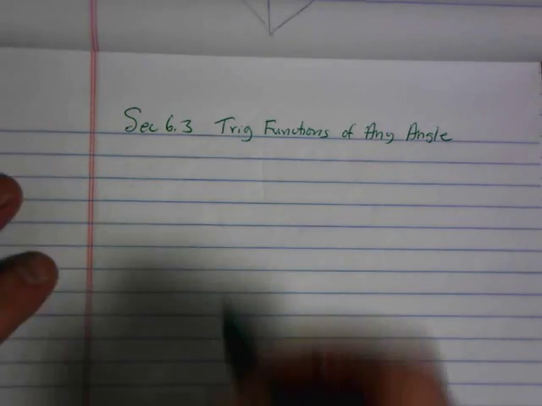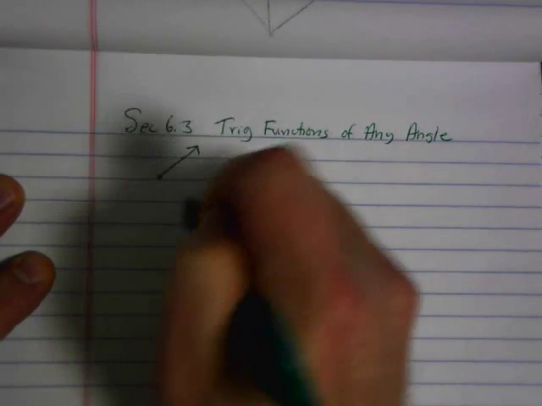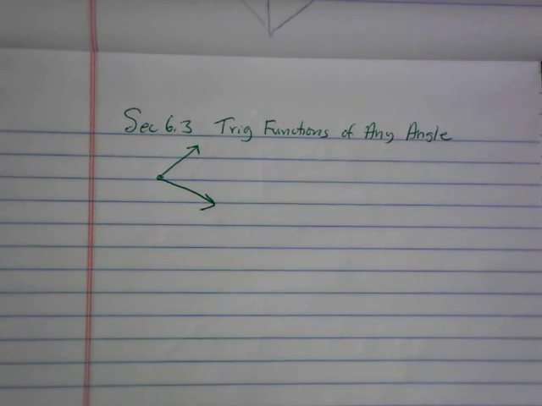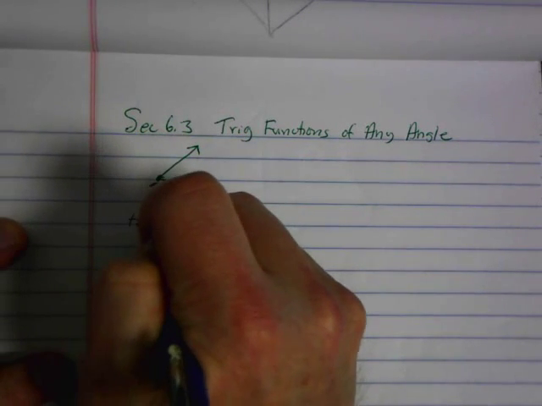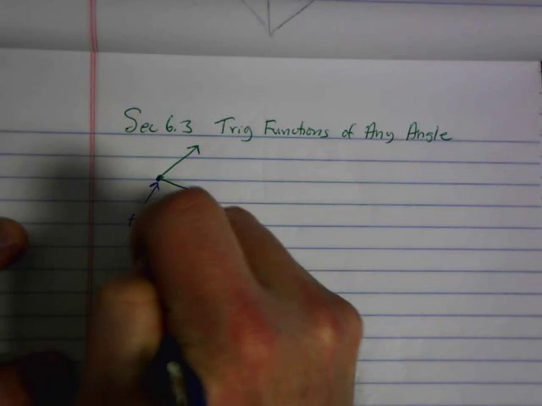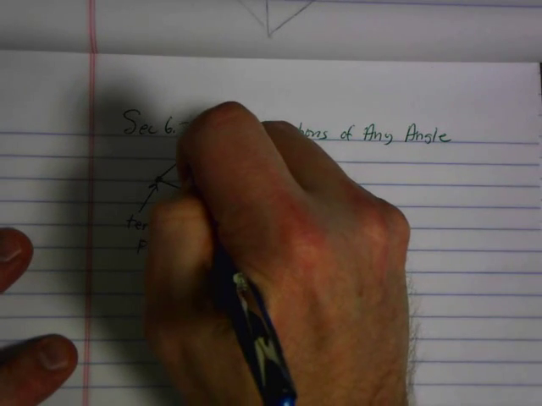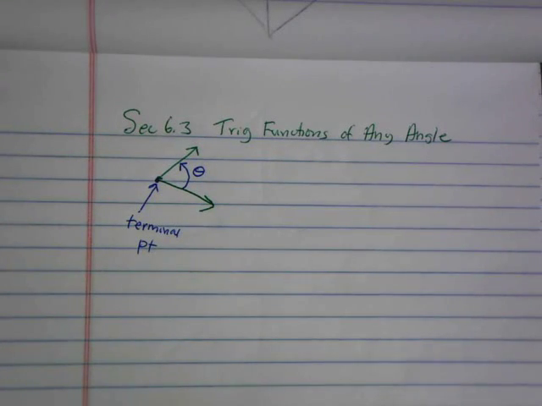An angle is the amount of rotation between two line segments which have what are known as the same terminal point. This point right here is called the terminal point. So that's what an angle is. The angle is the amount of rotation between two rays with the same terminal point.